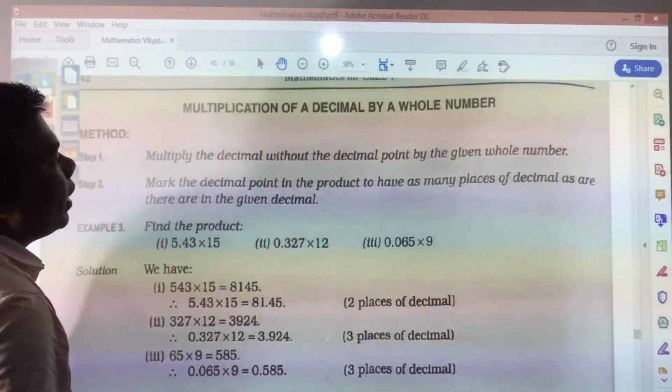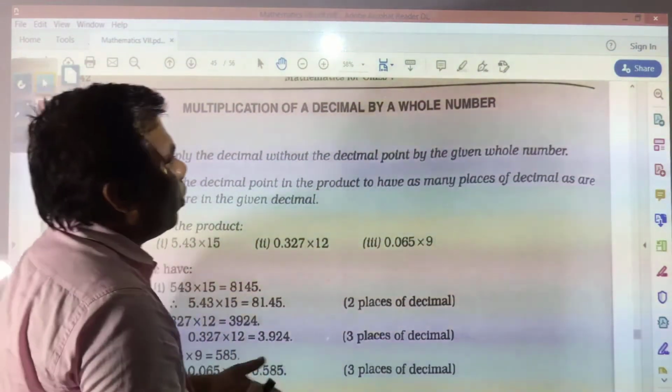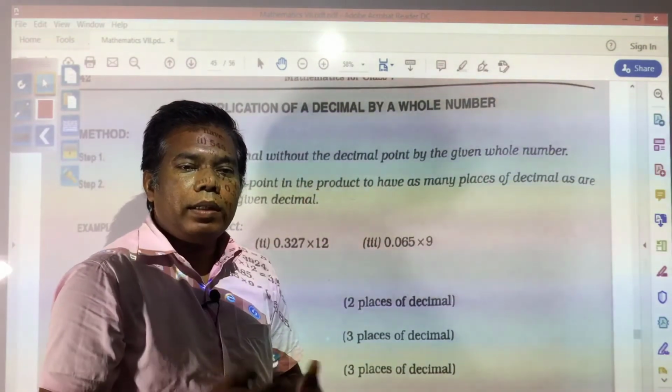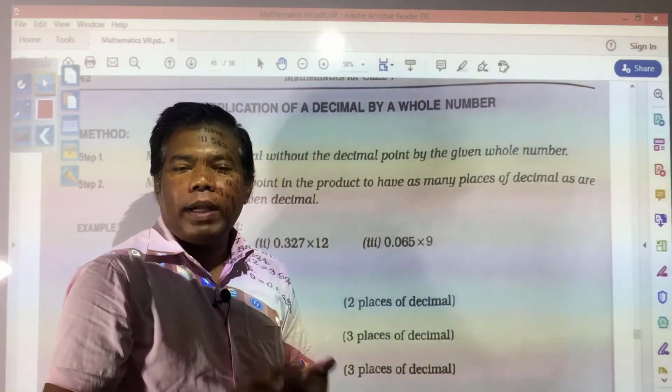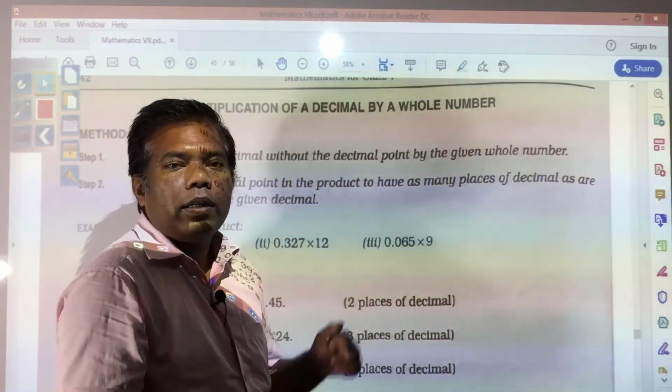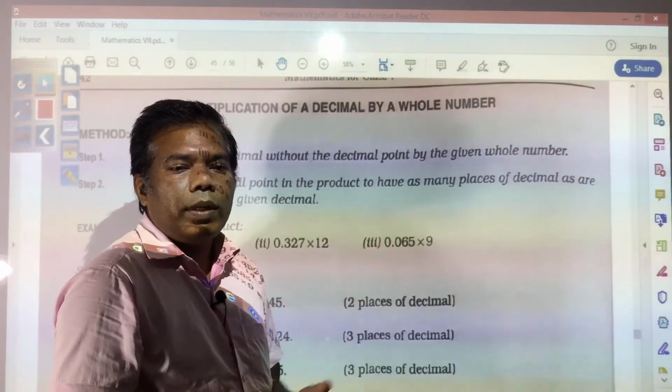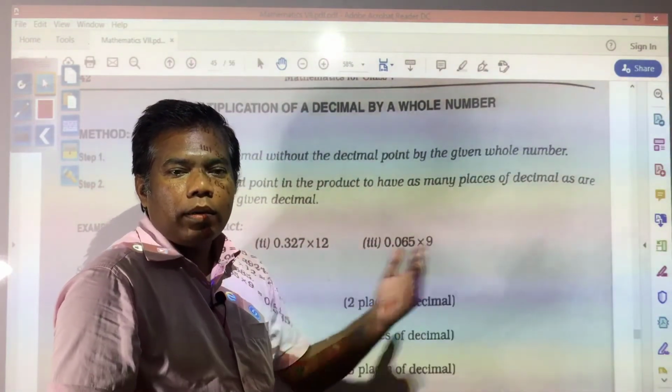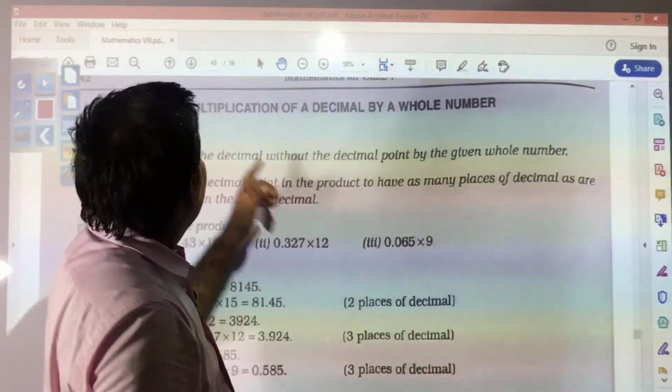Multiplication of a decimal by a whole number. So, I hope you understood. If you are multiplying by 10, 100 and 1000: if by 10 you are multiplying, the decimal will move right side 1 place, by 100 2 places, by 1000 3 places, and 10,000 4 places, and so on.